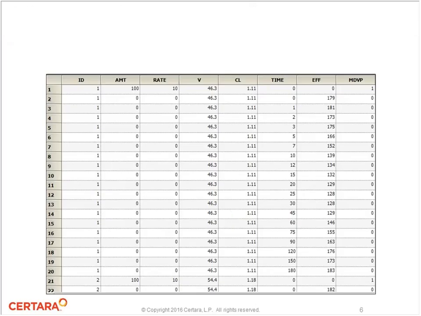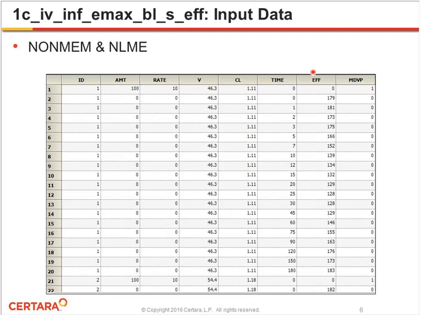Next, we are looking at the input data, and we can use the same sheet for both the NONMEM input as well as for the NLME input. We are starting with an ID column, just a subject identifier, which we need for population modeling. Next, we have AMT, that is the dose amount, and rate is the rate of infusion. And then, as I said, volume and clearance.